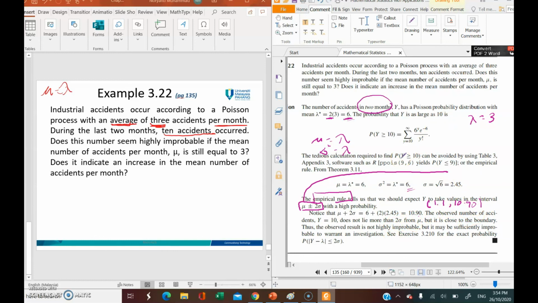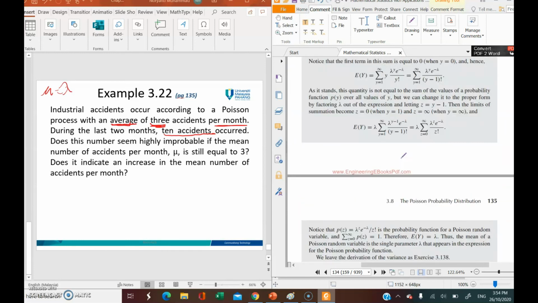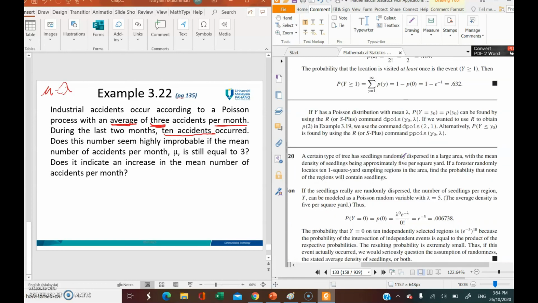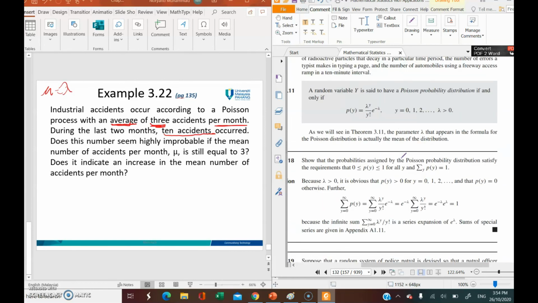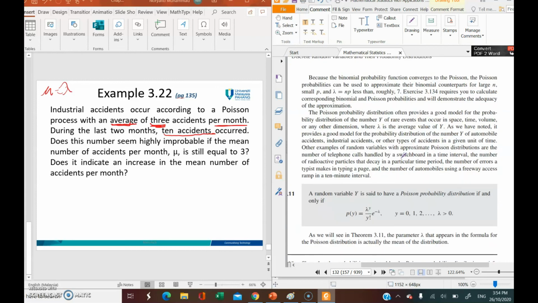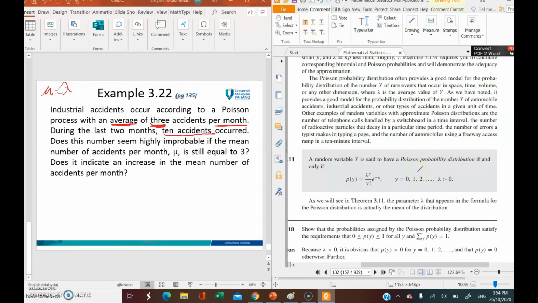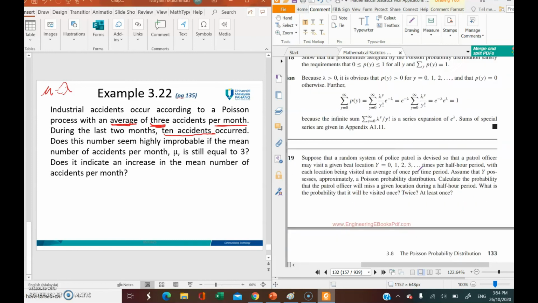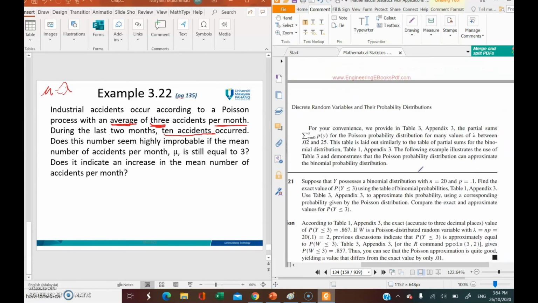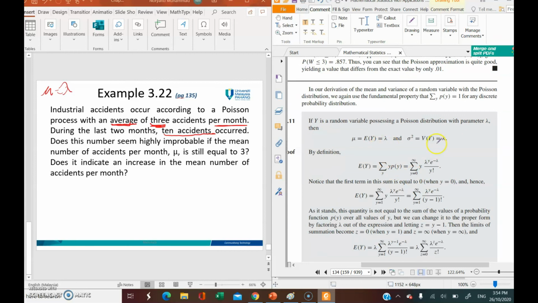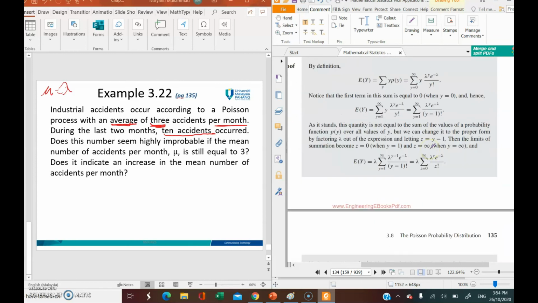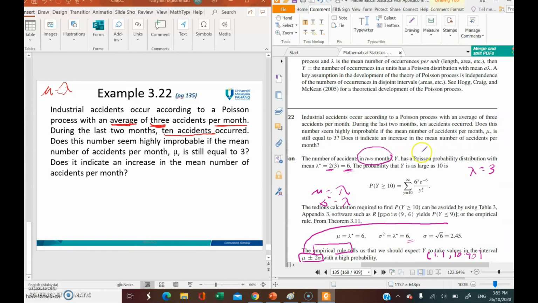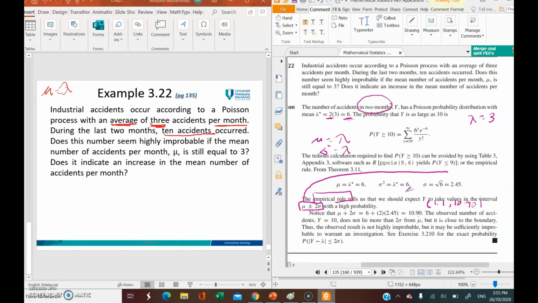So class, for this video, very important is the Poisson distribution function. You must know the Poisson probability distribution, used when you have an average number of something in a certain interval. You must remember the theorem to find the mu and the variance, and how you prove it. And for sure, when you have an application example like this, you must understand how to solve it.